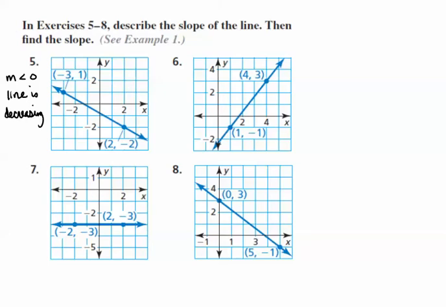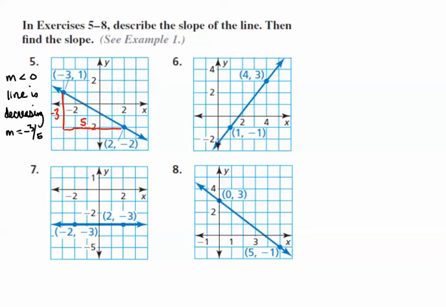And we want to find the slope, so we're going to start from the left point, go down 1, 2, 3. So that's a negative 3. Then right 1, 2, 3, 4, 5. And so we have m is equal to negative 3 over 5. Now, why is it that we're interested in describing the slope first? Because if we can tell that the slope is negative, then when we come up with our answer for the slope, we have a way of checking to make sure that we got the sign correct.